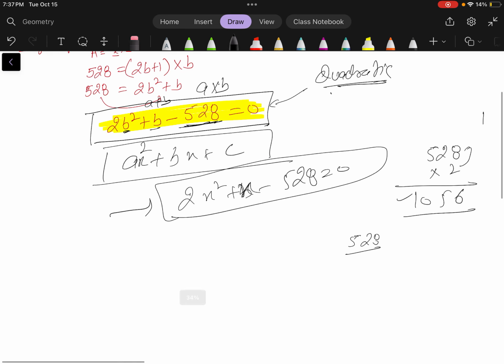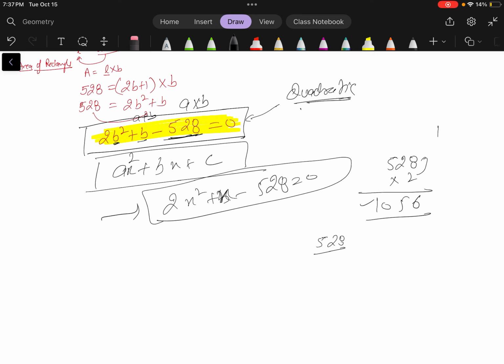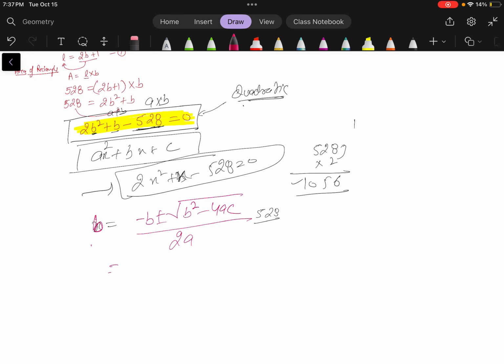A simple way for solving this one is we know the formula, so let's take this as an x variable. So x is equal to minus b plus minus under the root b square minus 4ac divided by 2a. Okay, so what we will do, we'll substitute our values here. So what is the value of minus b? That is minus 1 plus minus under root 1 minus 4 into a is equal to 2 and c is equal to minus 1056.